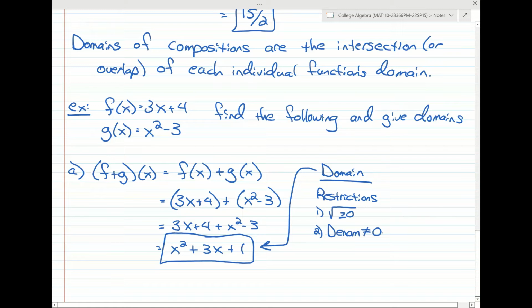So do we either have a radical for this problem or do we have a denominator? No, right? So there are no restrictions for this, which means the domain would just be any number, negative infinity to positive infinity.